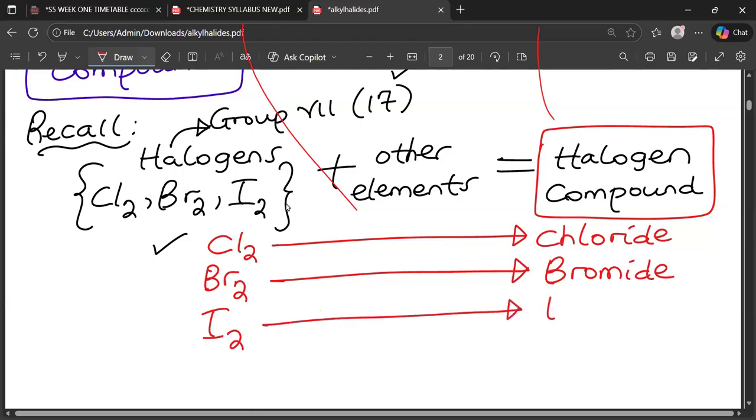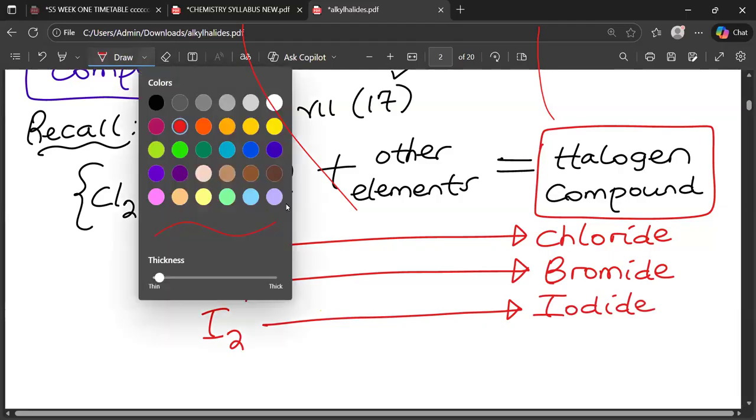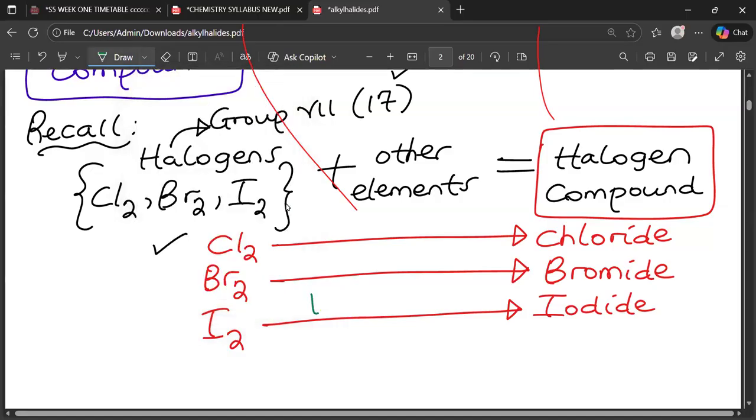If it's iodine reacting, the compound it's supposed to give us is an iodide. So what are we really saying here? We are saying that when they react, that's what they form. Yes, they form chloride, bromide, and so on and so forth. Now, because of this, it is similar.